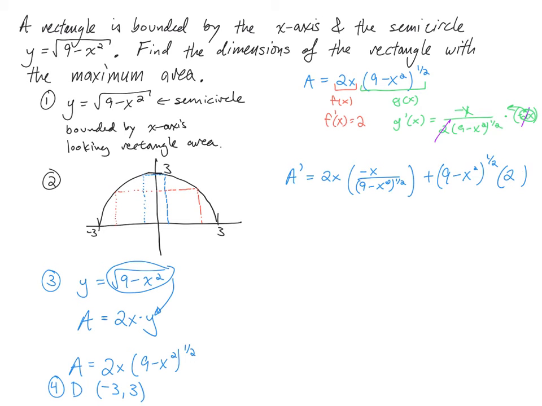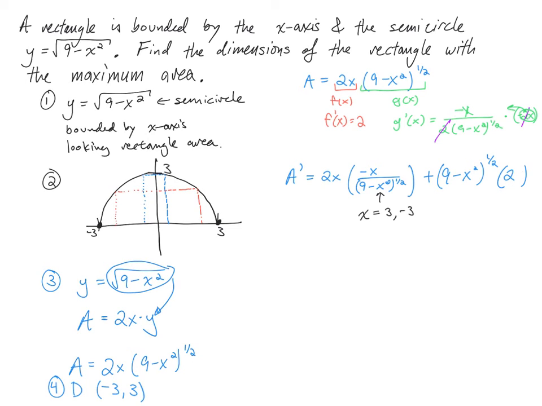So now we have the task of finding the critical values for this particular function. I know already I've got 2 critical values at x equals 3 and negative 3. The endpoints of this semicircle are always going to give us some critical values. That's because at those endpoints, there are vertical tangent lines. They have infinite slope, so we cannot include those.